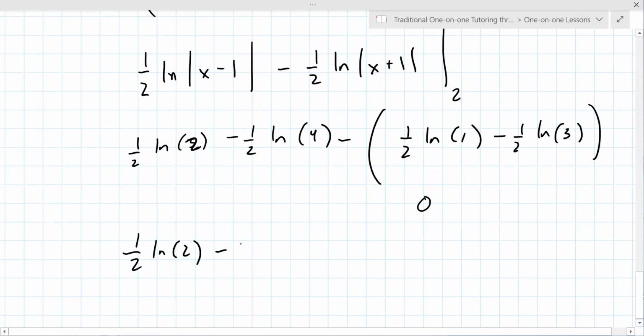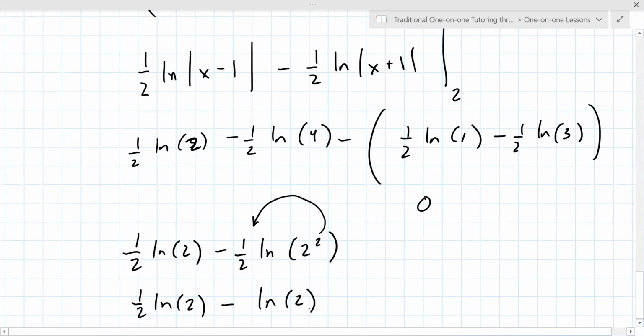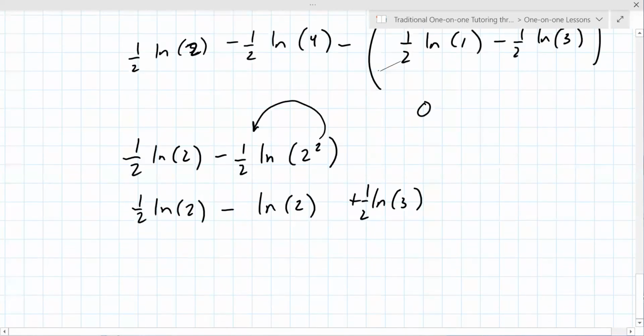Now the next one here, 4 is really 2 squared. So you can bring that 2 out in front, which makes this 2 times 1/2, so just natural log of 2. This one goes away. Minus a minus gives you a plus, so plus 1/2 natural log of 3. And then you have a half of 1 minus 1, so it's minus 1/2 natural log of 2.